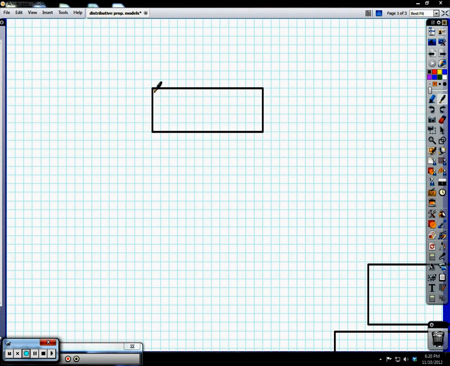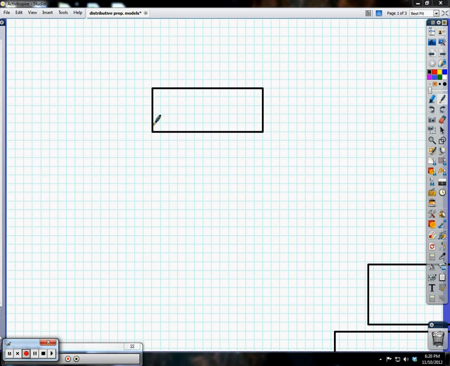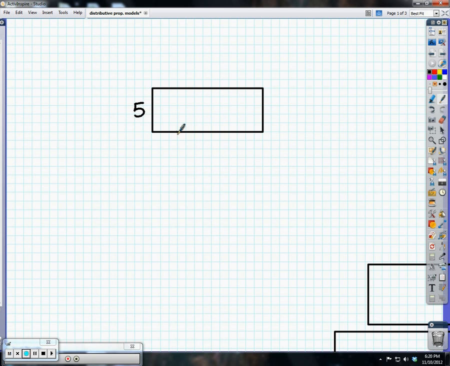The width of the rectangle is 5 units wide, and the length is 13 units long. Now typically, to find the area inside the rectangle, we could simply count the squares that totally fill up the inside. 1, 2, 3, 4, 5, 6, 7, 8, 9, 10, and so on. However, that would take a long time to do, especially if the rectangle were very, very large.